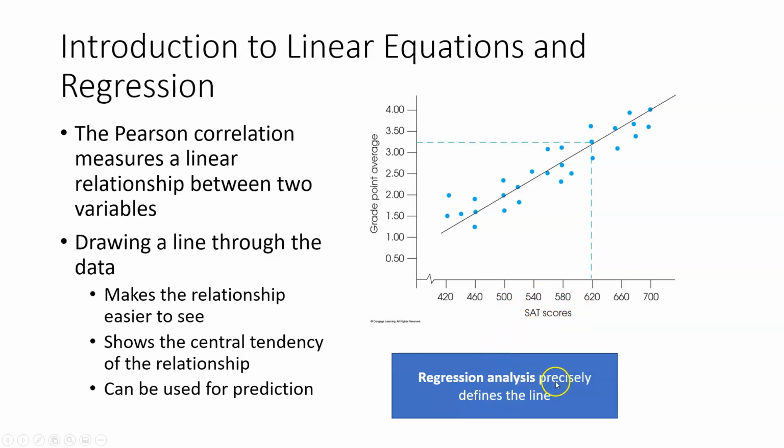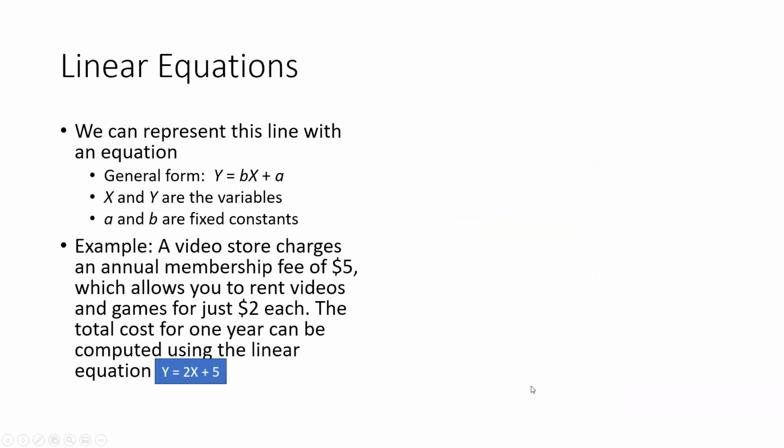So a regression analysis precisely defines the line that we draw. Now you could just eyeball it and draw a line through the center of the relationship, but if you want to know exactly where the line ought to be in order to show the center of the relationship, then you have to perform a regression analysis, and that's what this part of the module is about. Now we can represent that line with an equation which follows a general form of y equals bx plus a, where x and y are the variables here, and a and b are fixed constants.